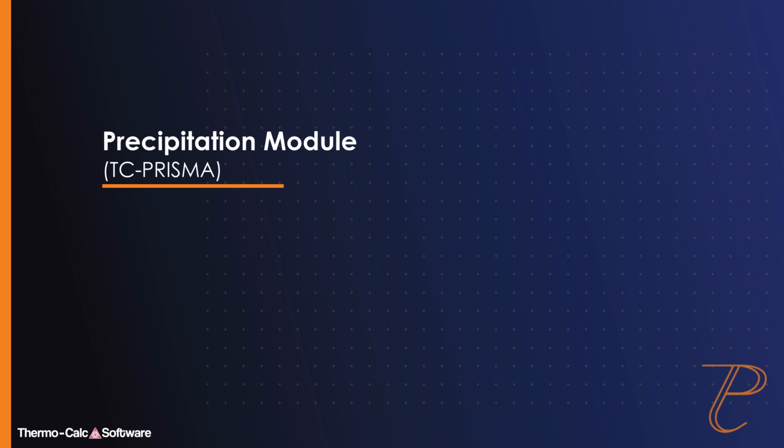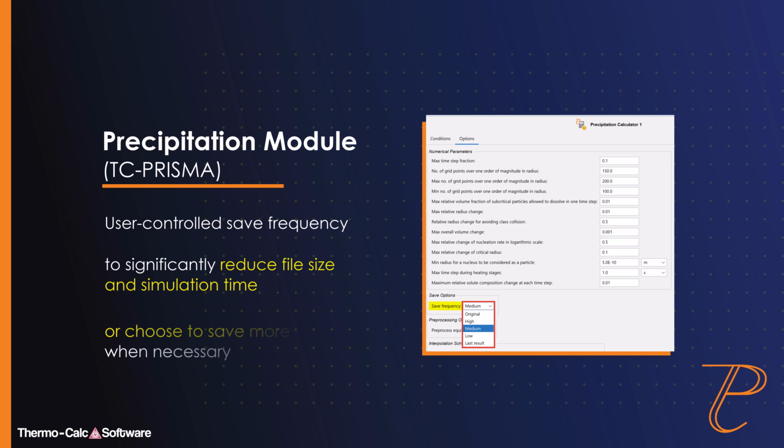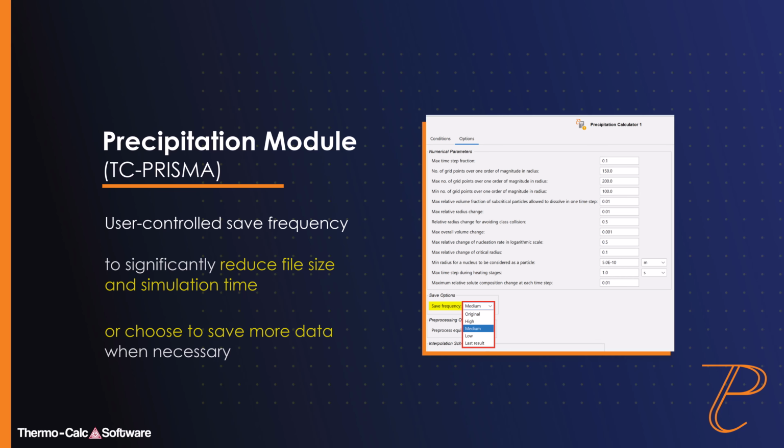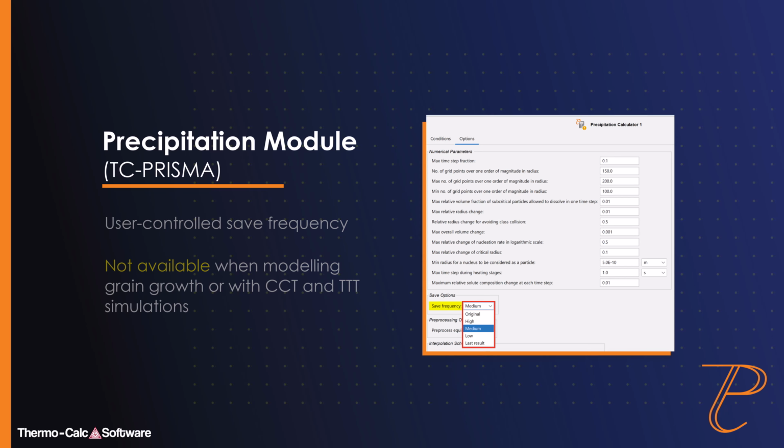The Precipitation Module TC-PRISMA introduces user-controlled save frequency, allowing you to significantly reduce file size and simulation time. Or users can choose to save more data when necessary. This feature is not available when modeling grain growth or with CCT and TTT simulations.